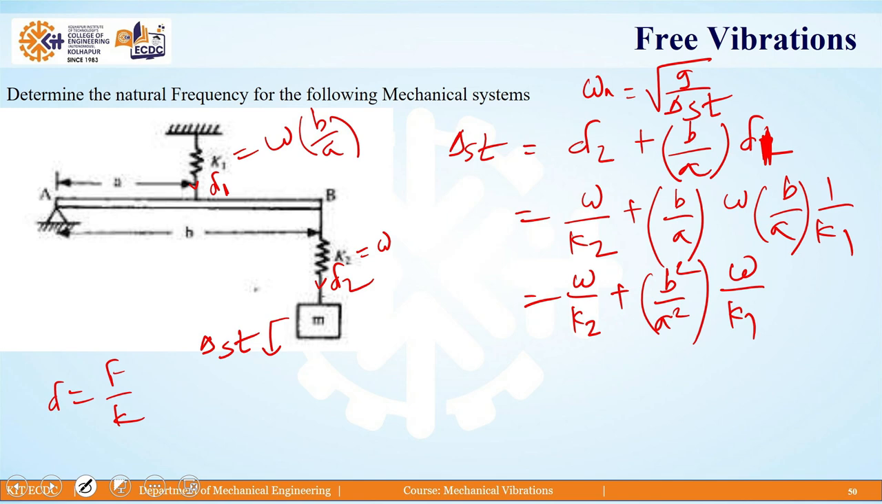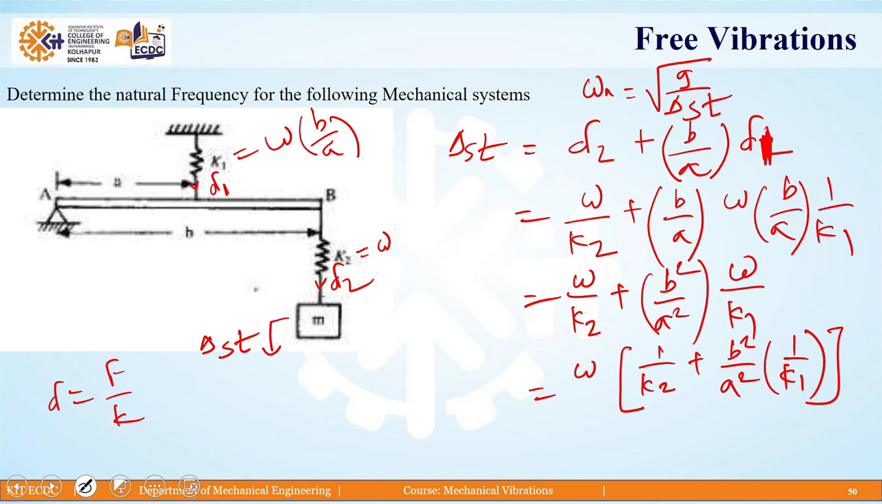Now we can solve this and take W outside the bracket, and inside the bracket we have 1 by K2 plus b square by a square into 1 by K1. And now we can put this delta st into the natural frequency equation, g by delta st. So we need to know only the distances a and b, the spring stiffnesses K2 and K1, and the magnitude of the attached mass. So with this we can find the natural frequency of a complicated system like this.